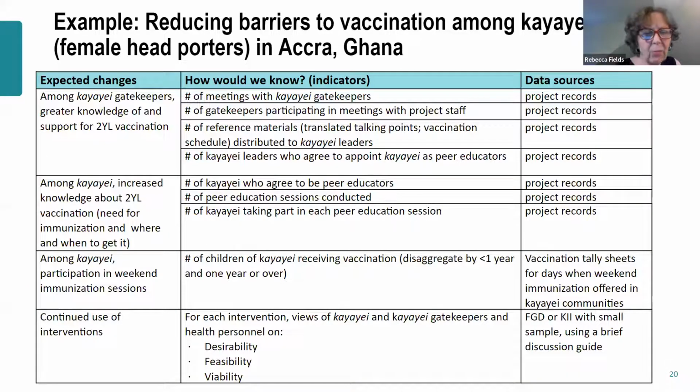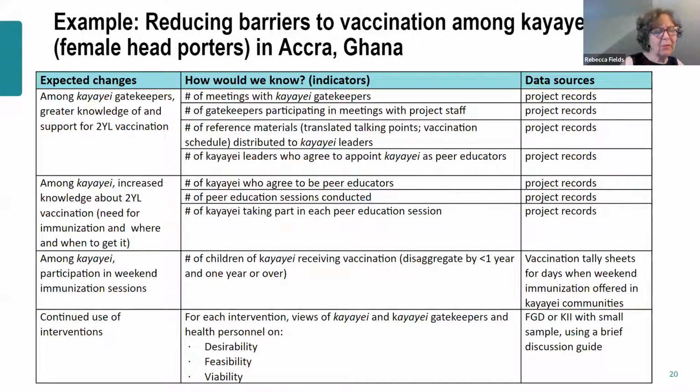Right, so last week we had an excellent presentation by Wendy Abbey about the experience in Accra, Ghana, with reducing barriers to vaccination among Kayaye. And if you'll recall, the Kayaye are female head porters, the women who are carrying major loads on their heads in the markets in Accra, Ghana. And they are pretty well localized. They are in certain places. They are concentrated largely in certain parts of Accra.